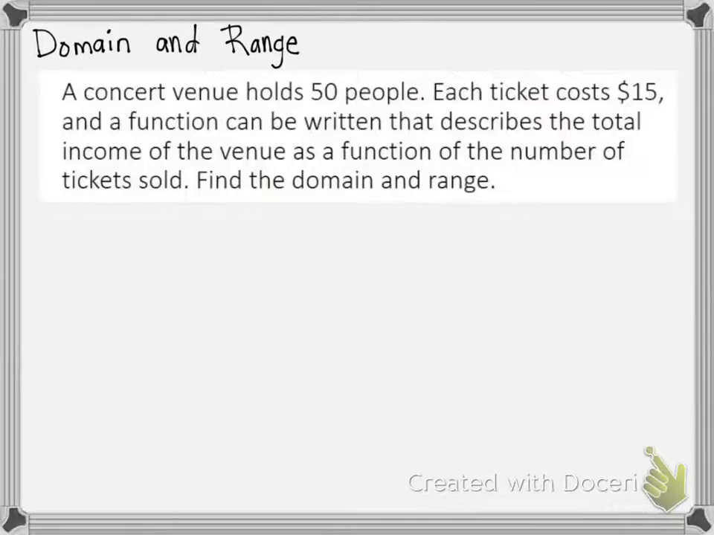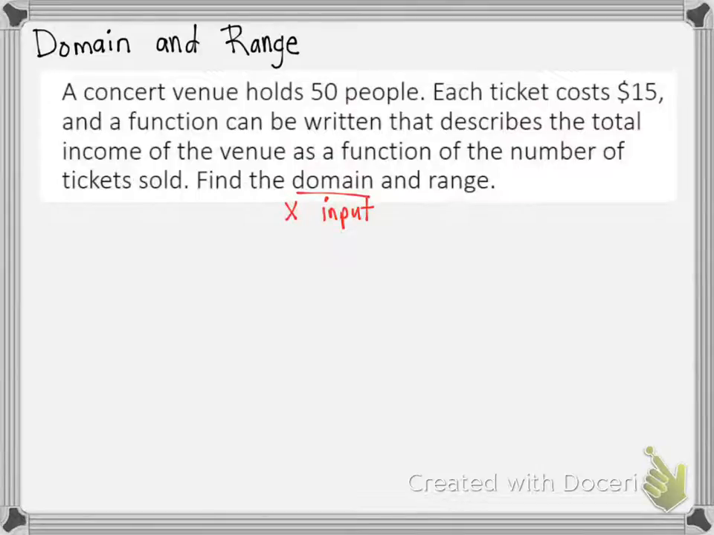Here's an example. If we have a concert venue that can hold up to 50 people and they're selling tickets for $15 each, this is a function describing the total income as a function of the number of tickets sold. We need to find the domain and the range.